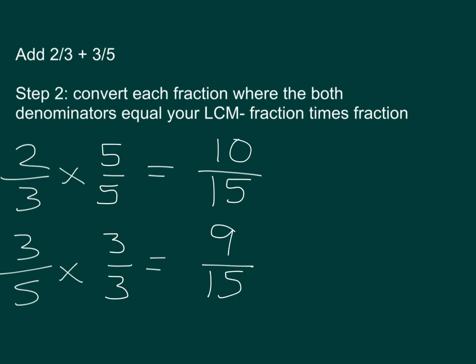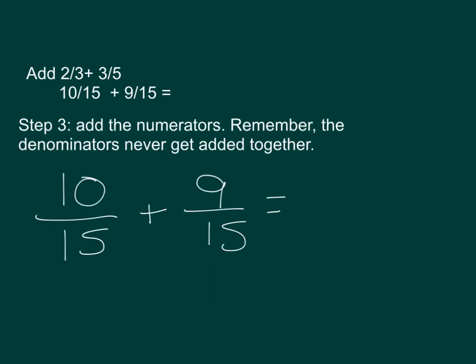So now I've completed step 2. I now have converted each fraction using our LCM. So now I really have 10/15 plus 9/15. Now we are all ready to go ahead and add our numerators. Remember, we never ever add or subtract denominators with fractions. So all we have to do now is add our numerators. The denominator remains 15. So 10 plus 9 equals 19.